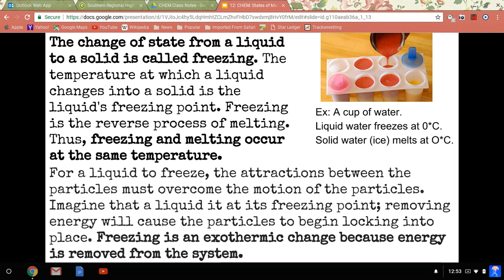Different liquids, depending on what liquid it is, have different freezing and melting points. They always occur at that same temperature for that one substance though. But back to freezing. Freezing is an exothermic change because energy is removed from the system. So you're taking away energy, you're slowing those particles down to make freezing occur. So particles are slowing down, they're clumping together, they're locking into place, vibrating to make that solid.